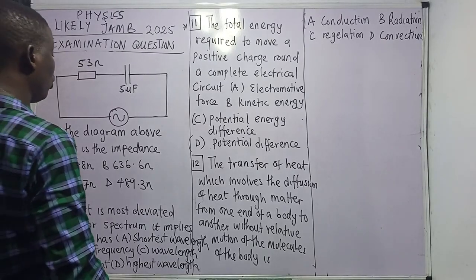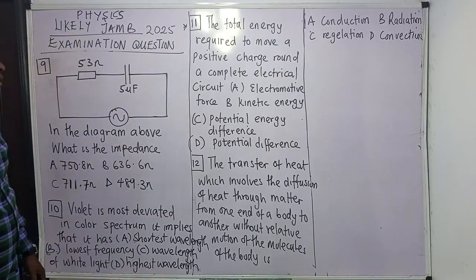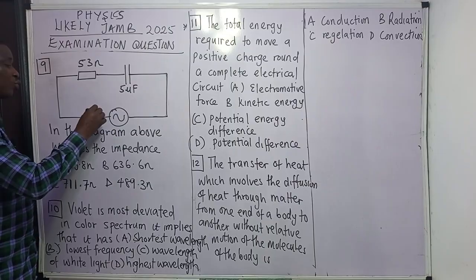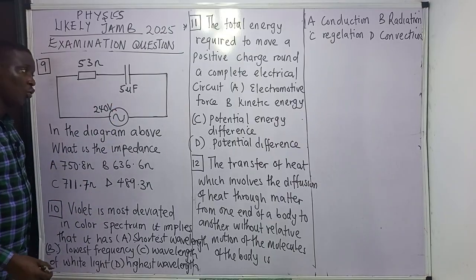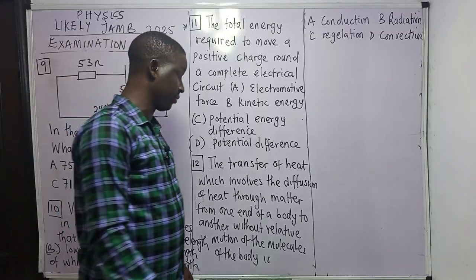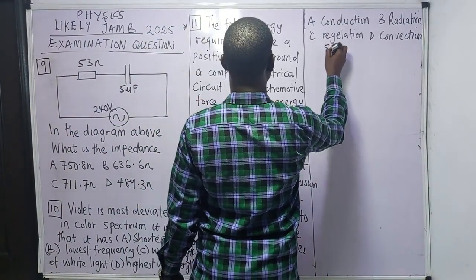Hello guys, we want to solve 9 to 12 now. This first question is for an AC circuit. Say in the diagram above, what is the impedance? They give the voltage here as 240 volts, although we will not need it because impedance is actually equal to what?